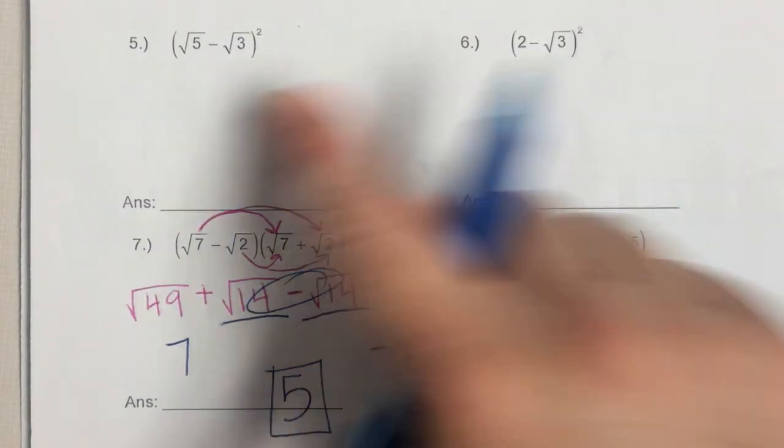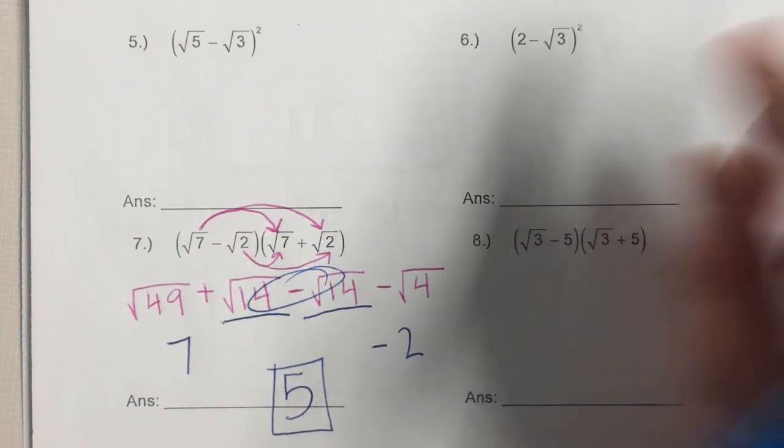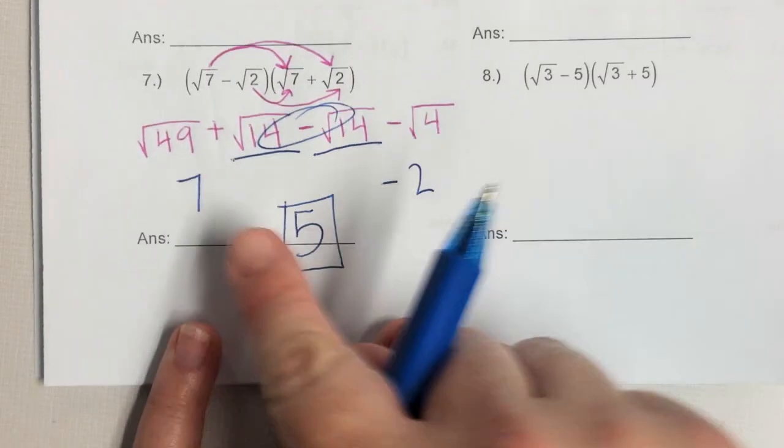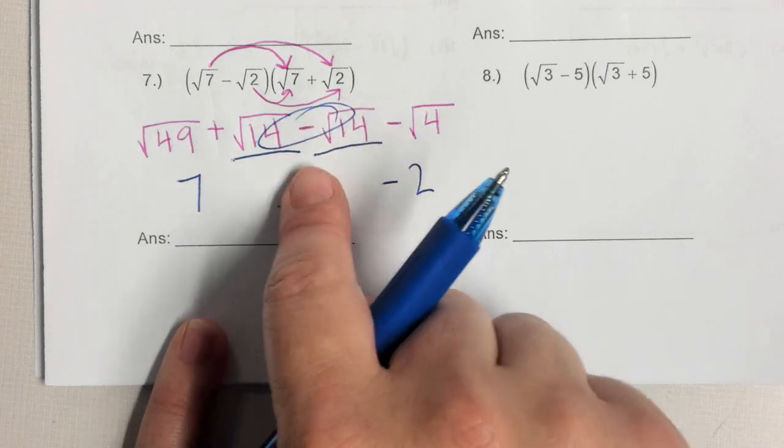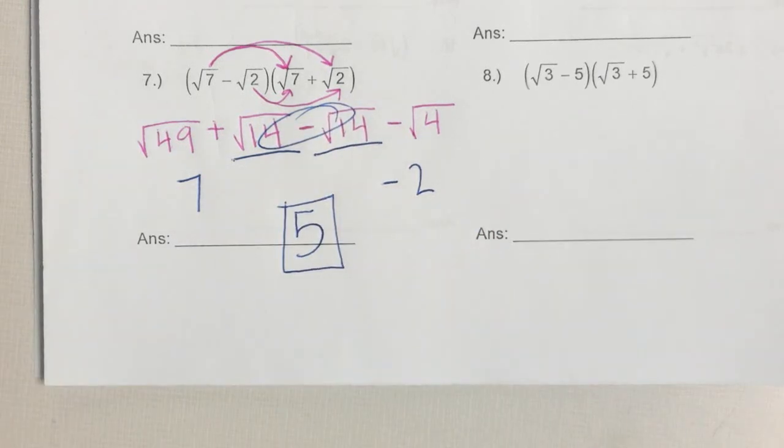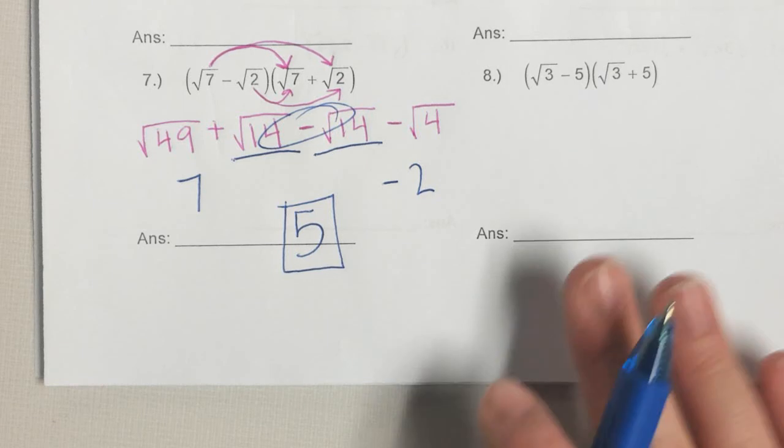Now, when they're squared, do the middles cancel? No, because they are exactly the same. These are not. One has a plus, one has a minus. That's why that middle cancels, because you have a positive and then you have a negative. Okay, so just be careful with that.